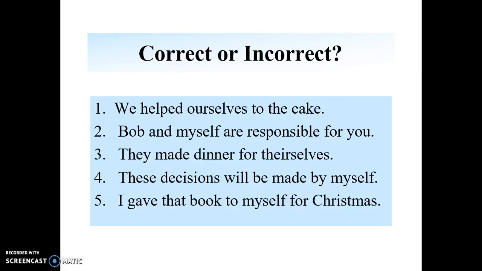This is just for you to mentally do. Think to yourself: we helped ourselves to the cake. Yeah, that's correct. Ourselves reflects we. And if you take it out, we helped to the cake, no longer makes sense. Therefore, you know it's reflexive.